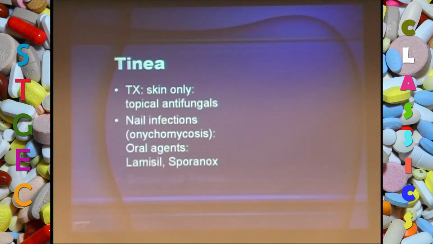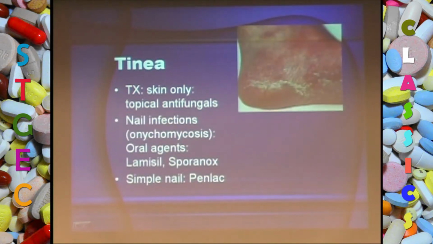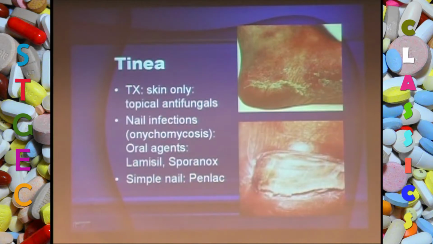Now, if the patient does have the onychomycosis, in other words, you've got the involvement of the nail bed itself, this will not respond to topical treatment, and so those patients will generally need about 12 weeks of oral antifungal treatment in order to completely cure that. In that case, those patients might go on Lamisil, which is a very commonly prescribed agent, or Sporanox.